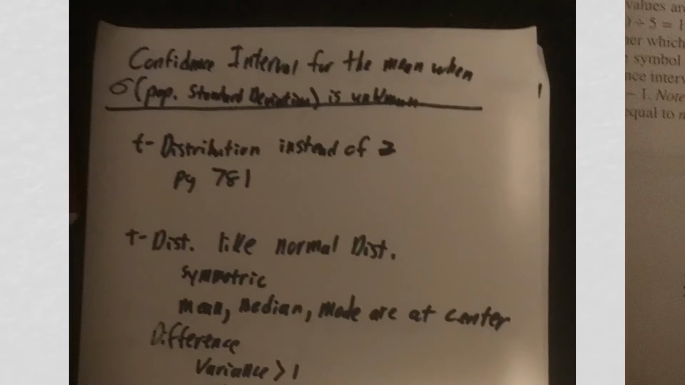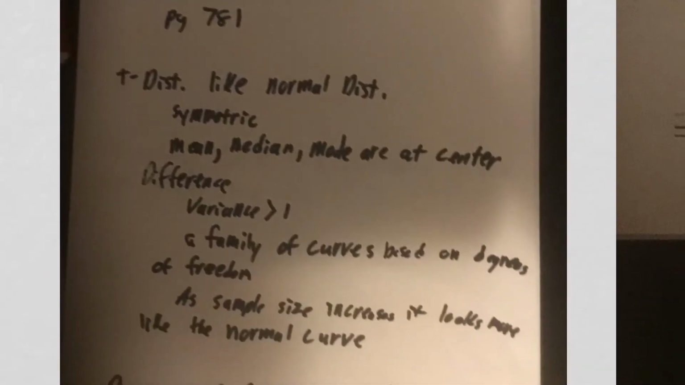So what is a t-score? A t-score distribution is very similar to your normal distribution, so that it's symmetric like your normal distribution, and it has the mean, median, and mode at the center. How is it different? Well, when we talk about the variance, your variance is greater than 1. It is based on a family of curves and on the degrees of freedom. And as your sample size increases, it looks more like the normal curve.